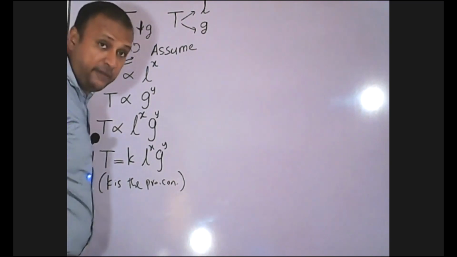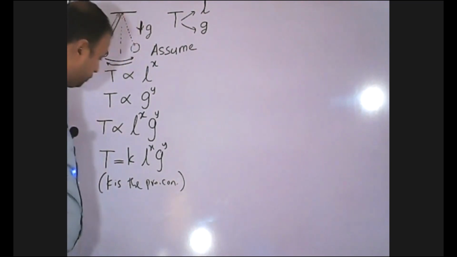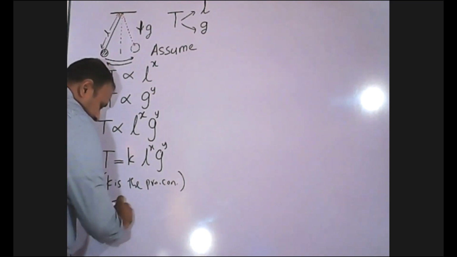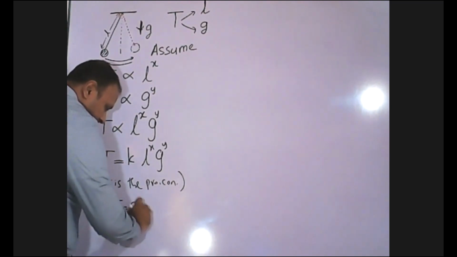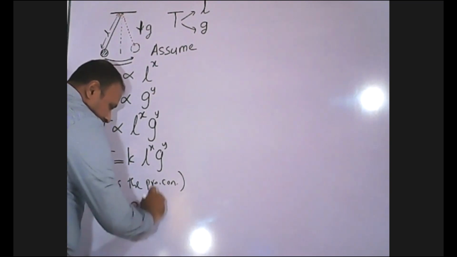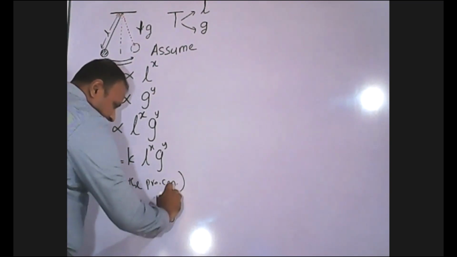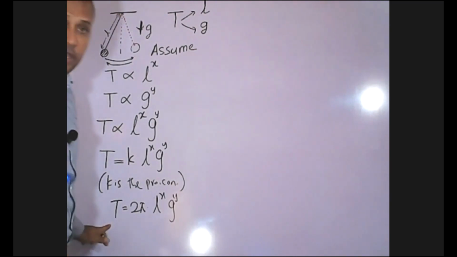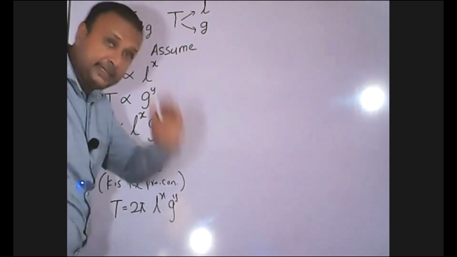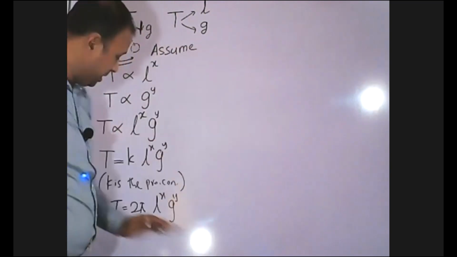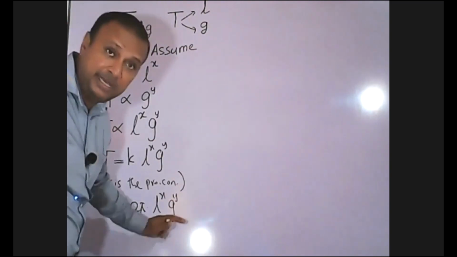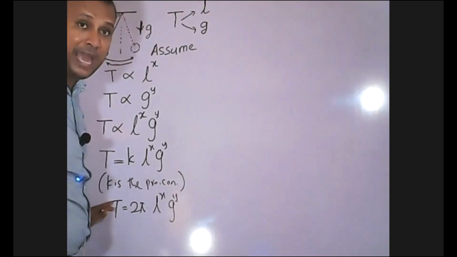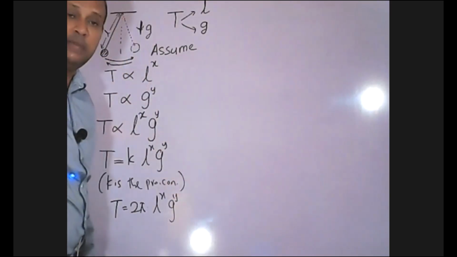It is given that K is equal to 2 pi. So I can write T is equal to 2 pi into L to the power x, G to the power y. As this is an equation, both sides should have the same dimension.